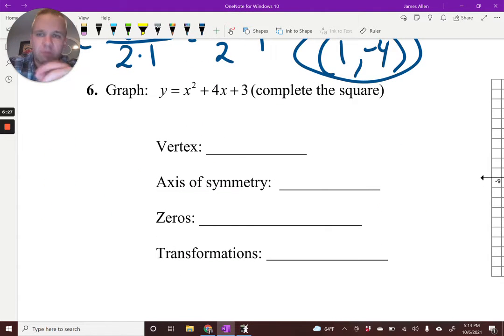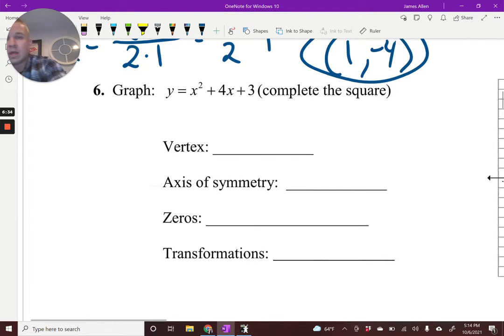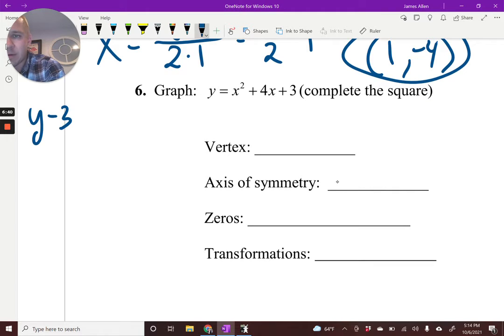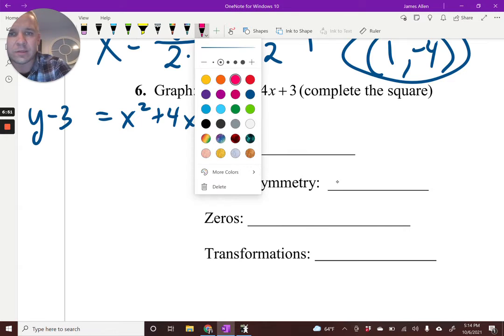All right, so let's graph this. And it also asks us to complete the square. So we're going to write it in vertex form. I'm going to move off to the side here for a little bit of vertex form action. So if I subtract 3, I'm going to have y minus 3. I'm going to leave a little space. x squared plus 4x. And then I got to take my b value, divide it by 2, and square it. There's a little bit of side work here.